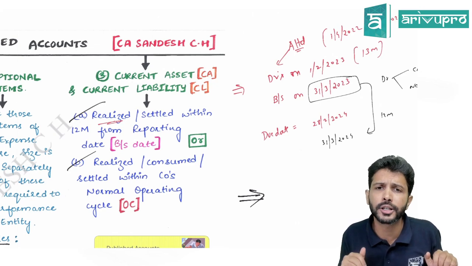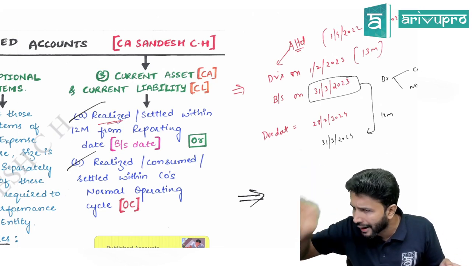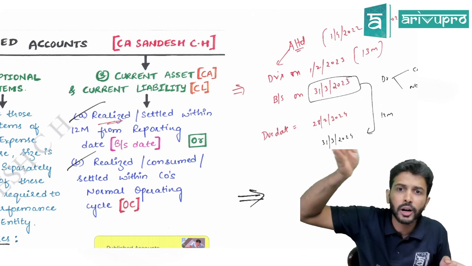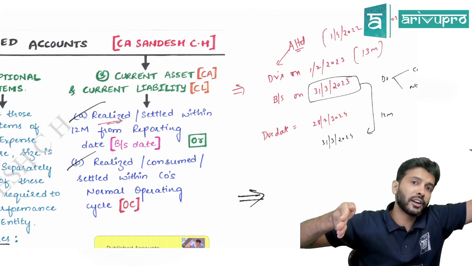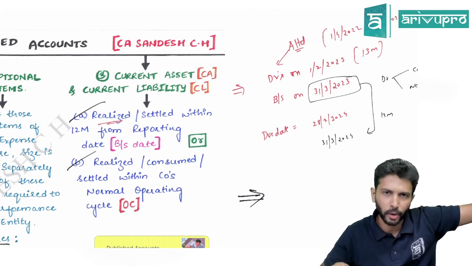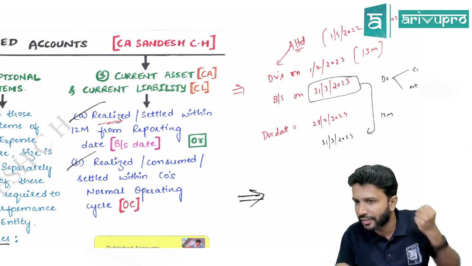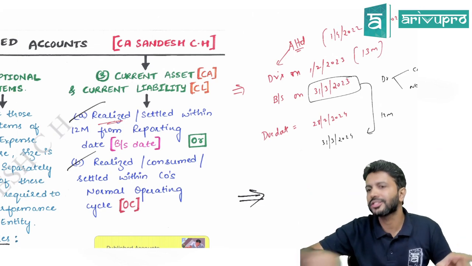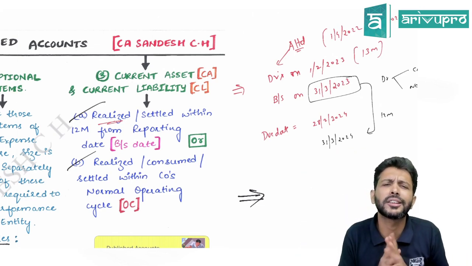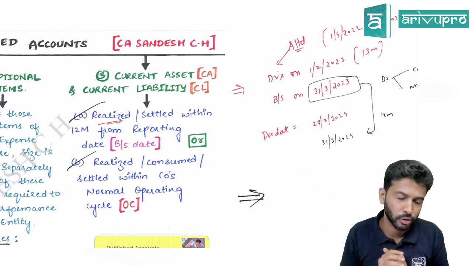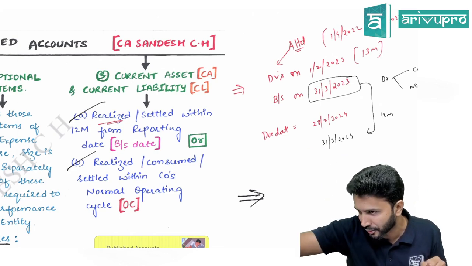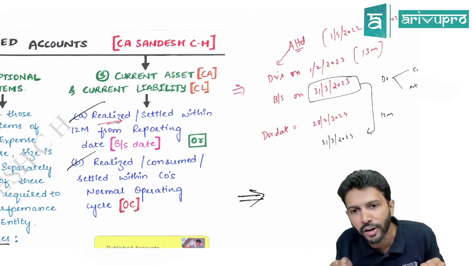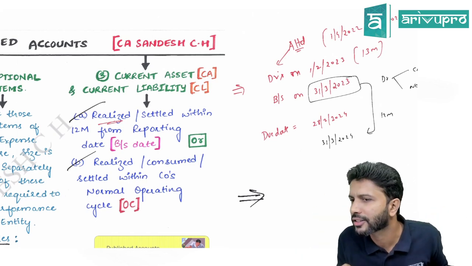So if you are a manufacturer, from the day you buy the raw materials till you convert that raw material into finished products, after that, what will you do? You'll sell the finished product. After that, what will you do? You'll recover the money. That becomes one cycle. So that is your operating cycle for a manufacturer. So what about a service guy like us? The day you provide the service till the day you collect money for your service, that's your operating cycle.